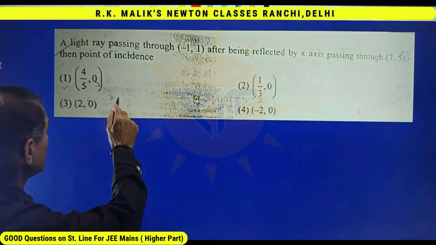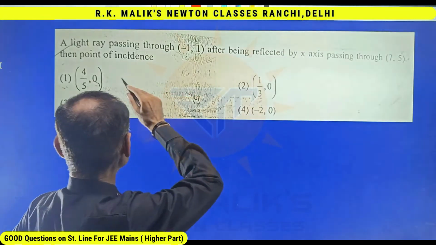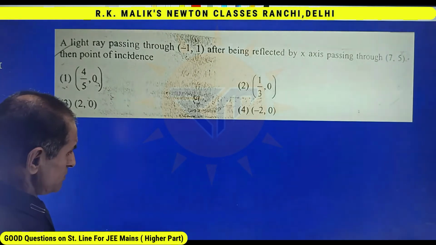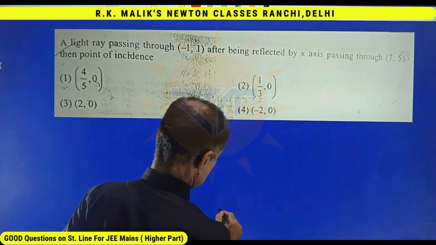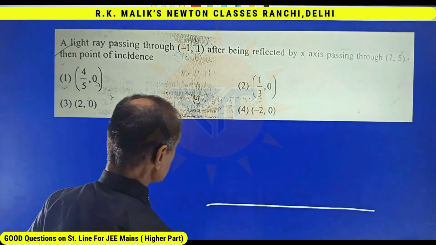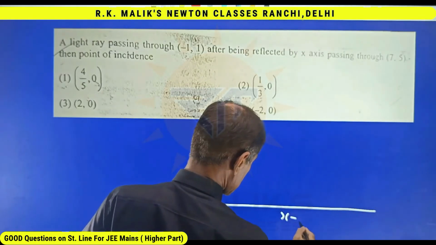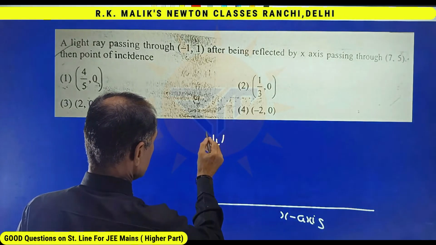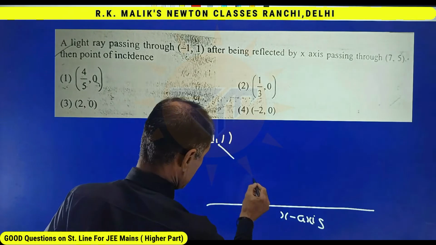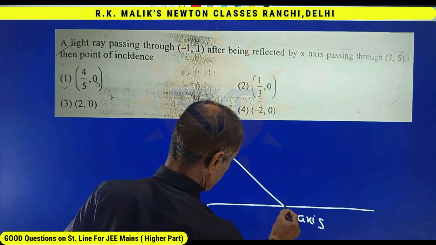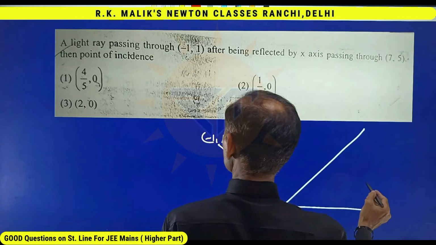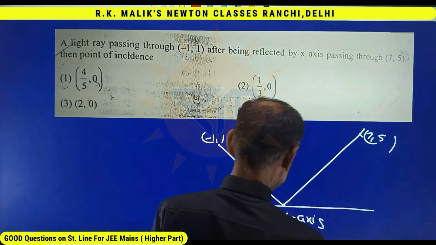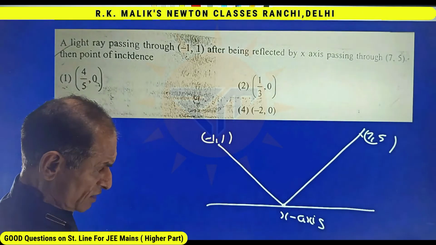In this question, he is asking that passing to the point 7, 5, then the point of incidence is. That is, the meaning of the question is, suppose this is the x-axis and this is the point minus 1, 1. A ray of light starts from here and gets reflected, and then after reflection passes to the point 7, 5. You have to find the coordinate of the point of incidence.